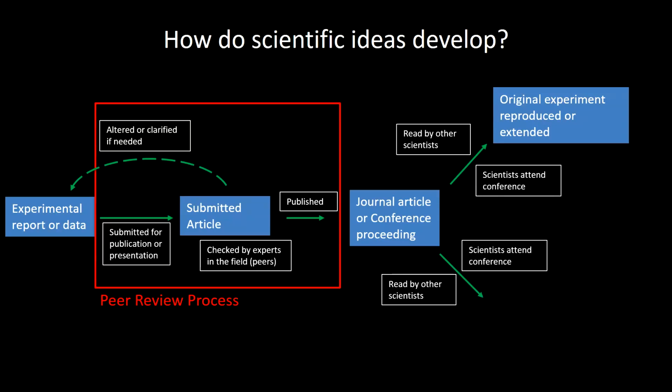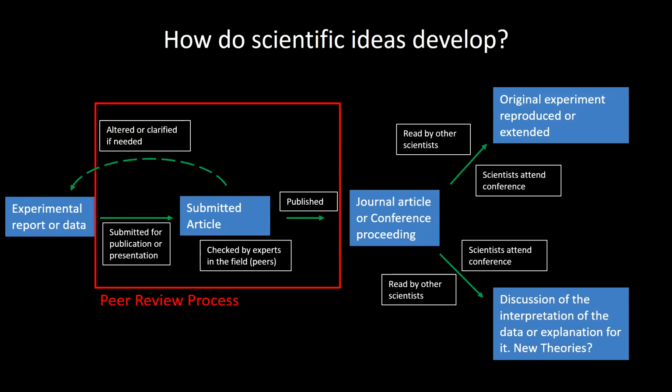Of course, there are not just experimental scientists, there are also theoretical scientists as well, and they will discuss the interpretation of the data, because remember there are often multiple explanations for the same data, and they may come up with new theories to account for it. And then generally what tends to happen is they will publish their ideas or they will publish the results of their experiments, and the whole thing will continue round in a cycle. And that's what allows scientific ideas to develop.